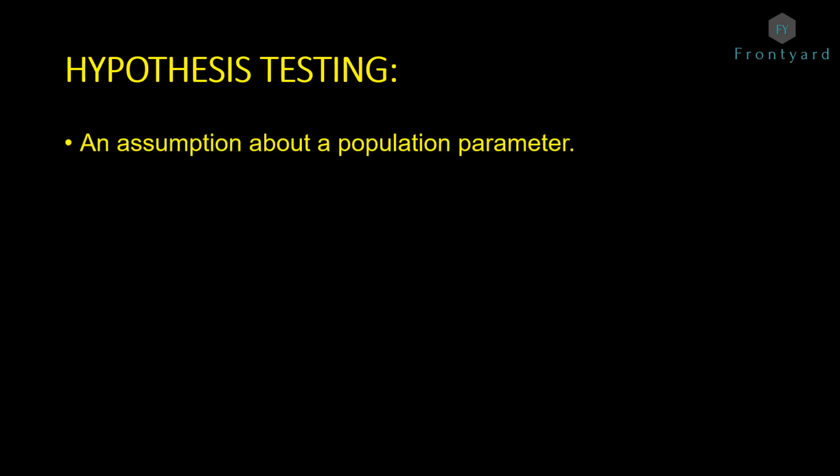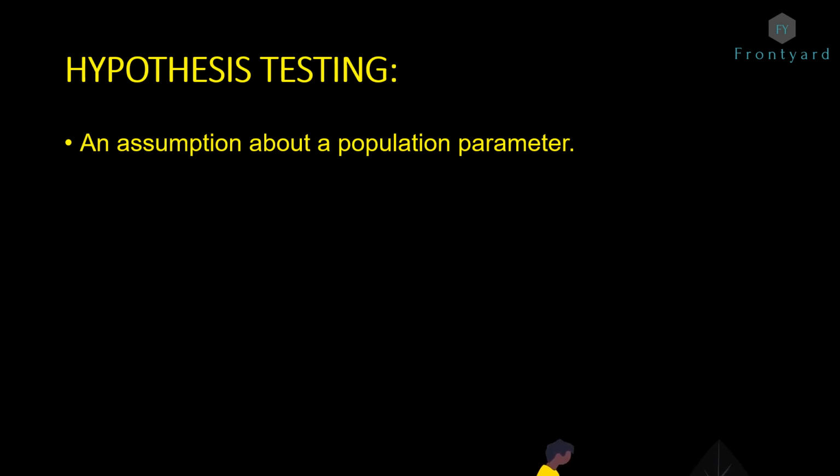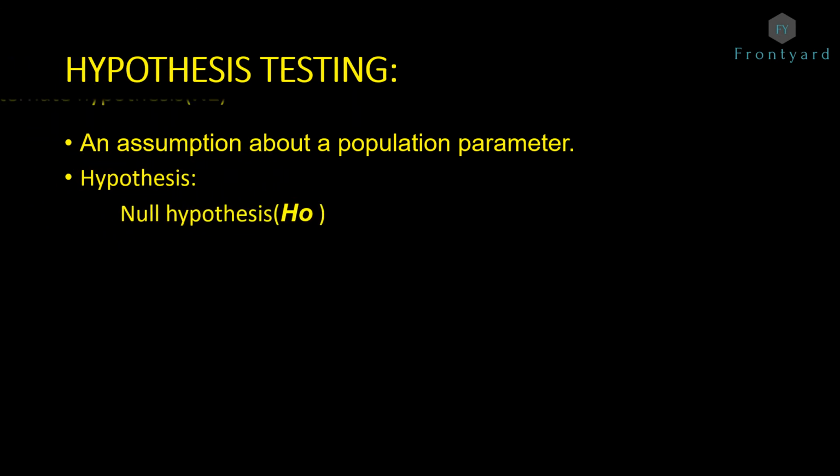Yes, a statistical hypothesis is actually an assumption about a population parameter, which may be either true or false. The hypothesis is generally of two types. One is the null hypothesis, and the other one is the alternate hypothesis. The null hypothesis, denoted by H naught, is usually the hypothesis that the sample observations result purely from chance. The alternative hypothesis, denoted by H1 or HA, is the hypothesis that the sample observations are influenced by some non random cause.